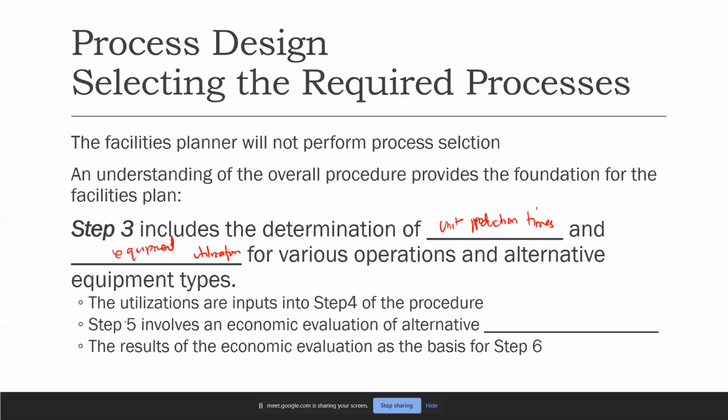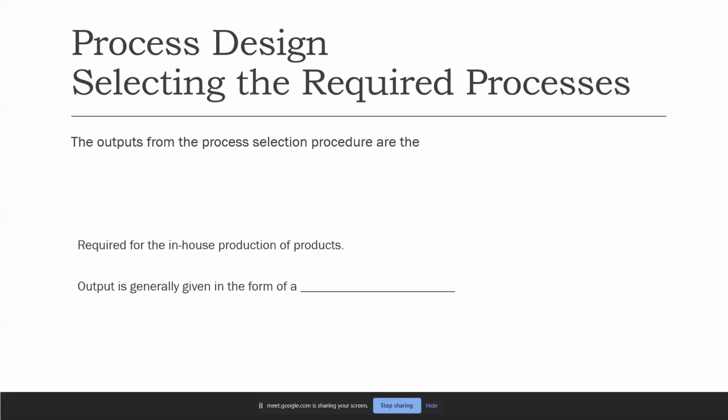Okay? Then the utilization for that inputs are being used in the step 4. And then for the step 5, it involves economic evaluation of alternative equipment types. Yun nga. Kung hindi naman siya masyadong magagamit, you can opt to using more economical equipment. Okay? And that can be used on the basis for operations.